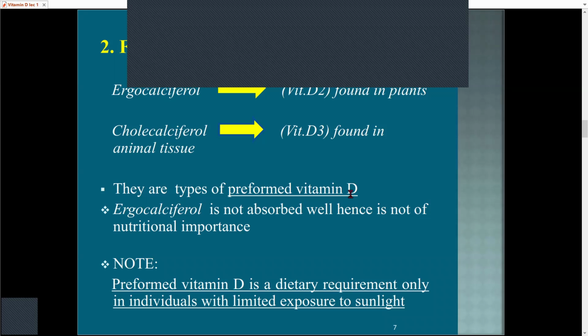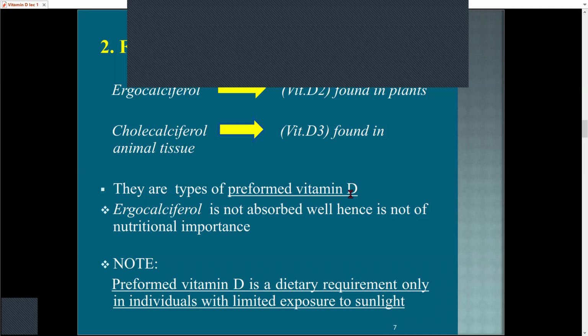Second, we have other forms obtained from the diet. There are two types of preformed vitamin D. The very first one is ergocalciferol or vitamin D2, which is found in plants and fungi. The second one is cholecalciferol or vitamin D3, which is found in animal tissue.